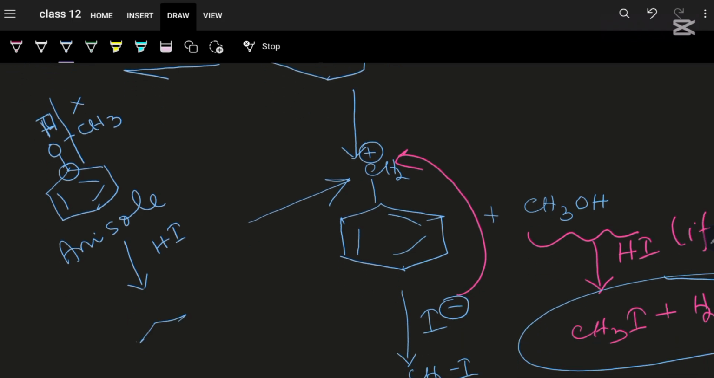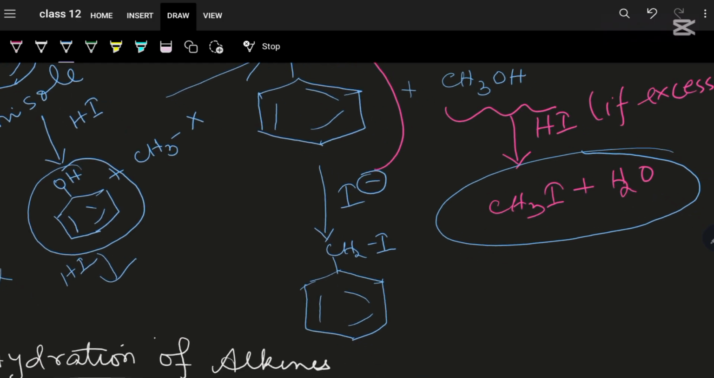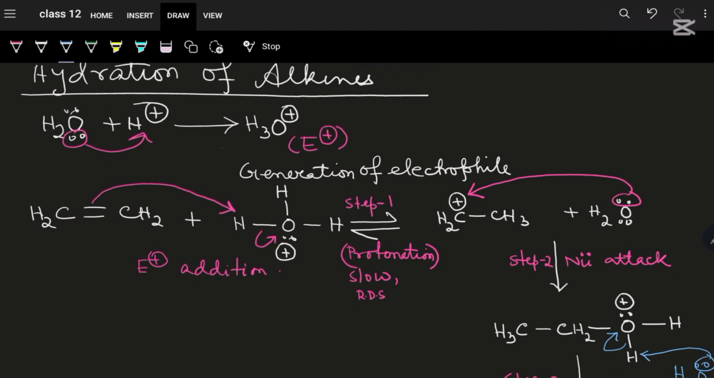So you will get phenol, and you will get CH3I, or I can write in general CH3X. But like the other cases where alcohol was again reacting, if excess of HI is there, phenol will not react with excess of HI. The reason is the carbon and oxygen bond has a partial double bond character and it will not break easily. Next, hydration of alkene.